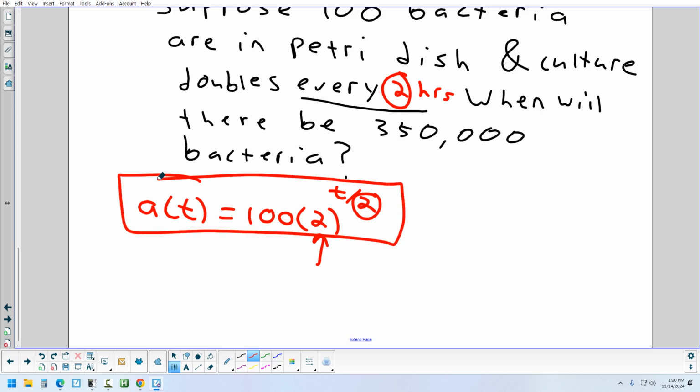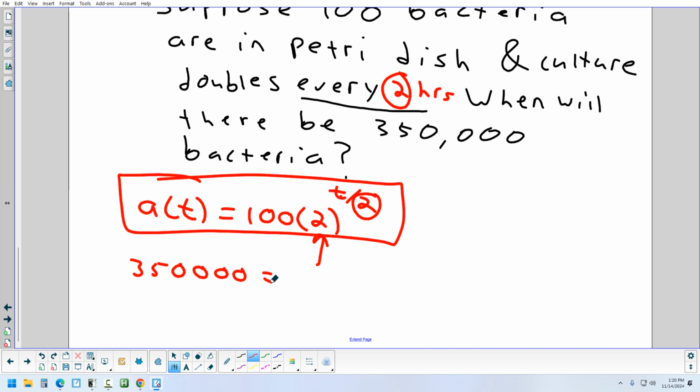And now they want to know when we're going to get 350,000. Is 350,000 a time or an amount of bacteria? It's an amount. Where does that 350,000 go then? Not the beginning. On the left side. Yeah, on the left side.